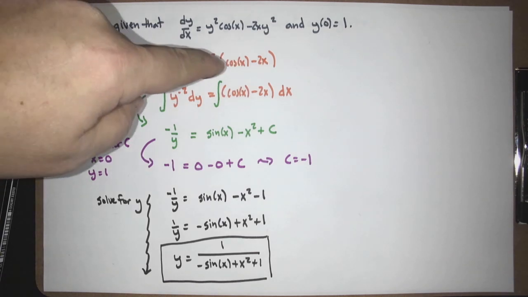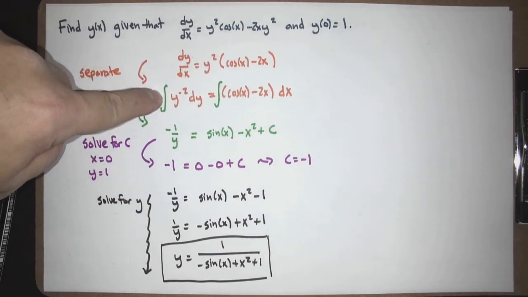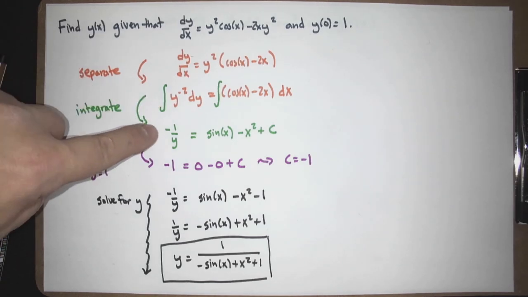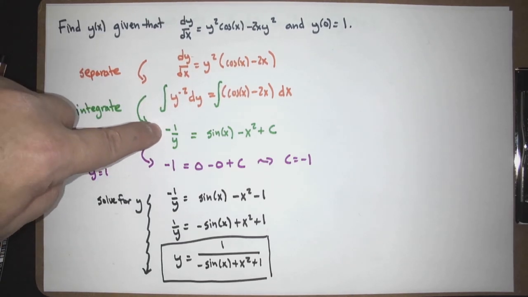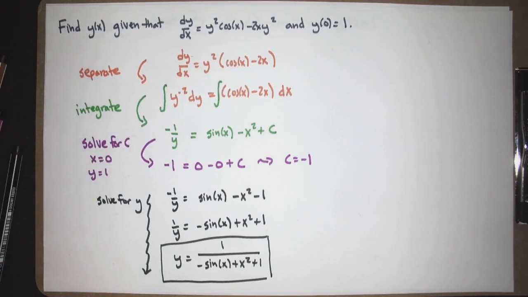The y squared comes across as y to the minus 2. Integral of y to the minus 2 is y to the minus 1 divided by negative 1, so there's a negative 1 over y. The integral of cosine minus 2x sine x minus x squared. There's a plus c. You can solve for c. Then you just move the negative across and flip, or other way around. So there's our answer. Beautiful problem. Beautiful problem.